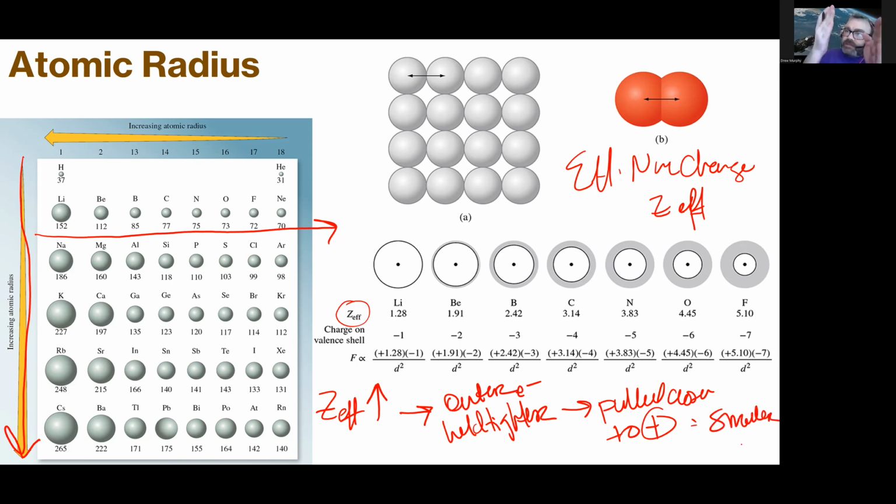So that's kind of our thought process here. We're going to increase the effective nuclear charge. That means our outer electrons are held tighter, so they're pulled closer to the nucleus, and being closer to the nucleus means that our atoms are physically smaller.